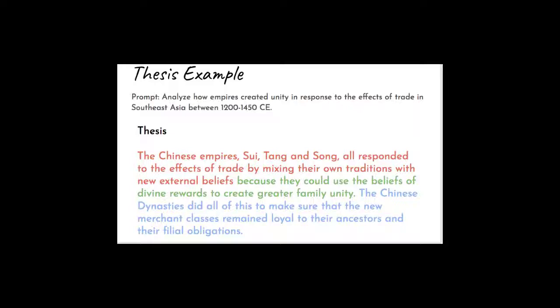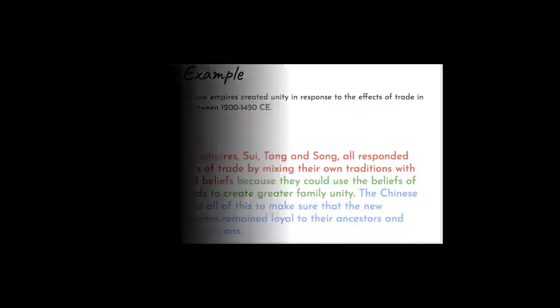And then last off is our impact. The Chinese dynasties did all this to make sure that the new merchant classes remain loyal to their ancestors and their filial family obligations. So notice what we got here. It's just 2 sentences, but we've got all 3 elements: claim, historical reasoning, and impact.